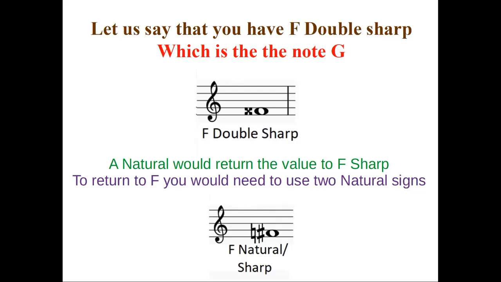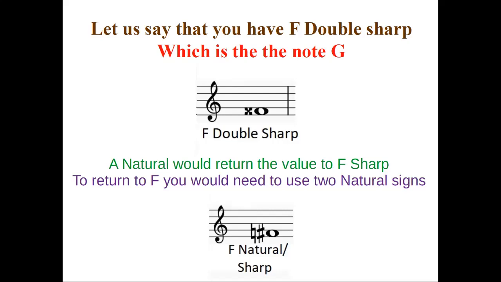Let us say that you have F double sharp. Now you might say to me, what is F double sharp? Well, double sharp is if you have the note F and you have a sharp and another sharp in front of it. So what would happen? The first sharp would make that F become F sharp, and the second sharp would make that F sharp become G.